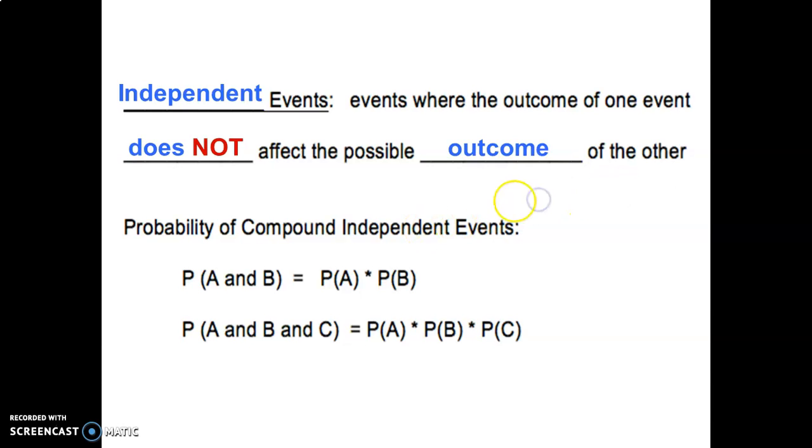For independent events, when we want to find the probability of one thing and the next one happening right after, or the probability of both happening simultaneously, all we do is multiply the two probabilities. If you have more than two events making up the compound event, you just multiply all those probabilities.